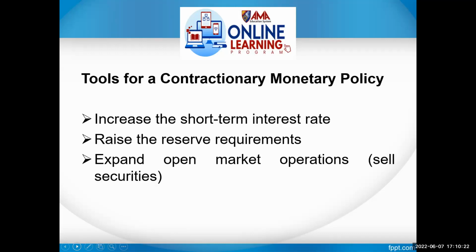So the tools for a contractionary monetary policy are: first, the central bank increases the short-term interest rates. Second, it raises the reserve requirements. And then finally, by expanding open market operations, that is by selling securities. So how does each of these tools for contractionary monetary policy specifically work?